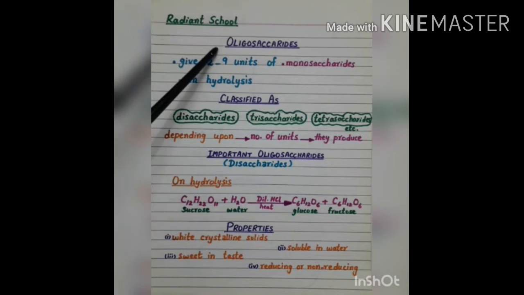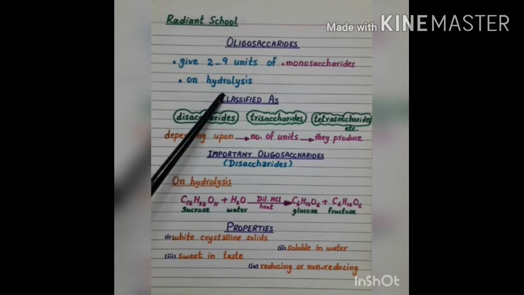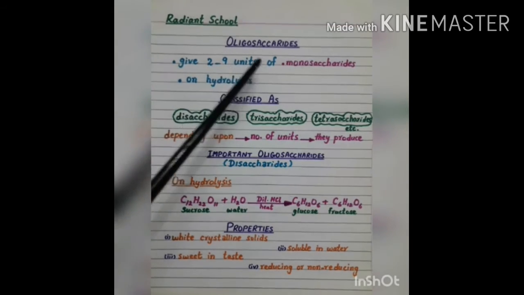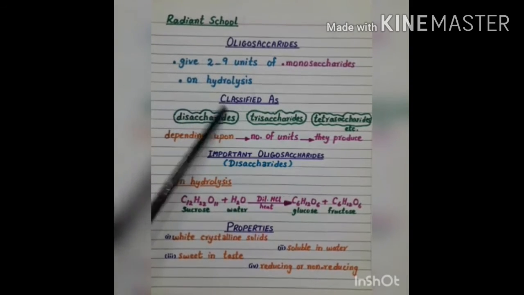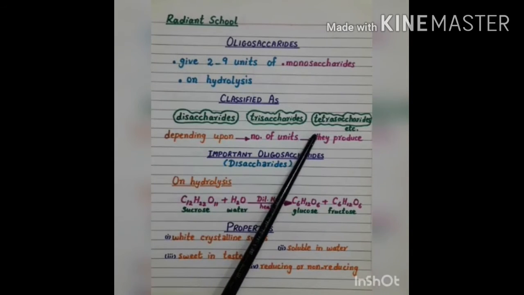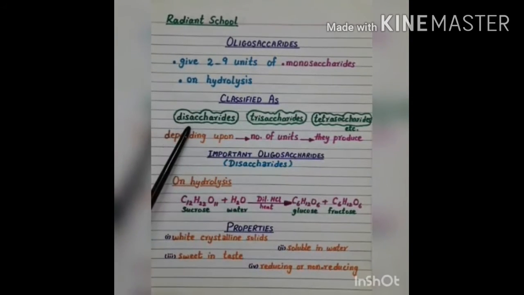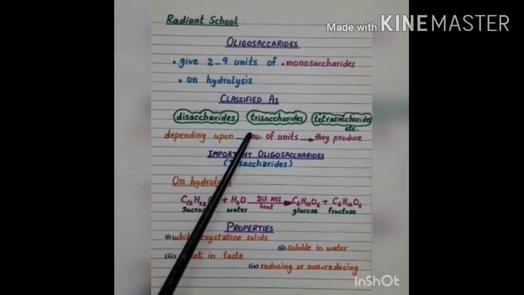Next are oligosaccharides. Oligosaccharides give 2 to 9 units of monosaccharides on hydrolysis, meaning oligosaccharides can react with water and produce 2 to 9 units of monosaccharides, and on this basis they are classified as disaccharides, trisaccharides, tetrasaccharides, and so on, depending upon the number of units they produce. For example, if on hydrolysis they produce 2 units of monosaccharides, they are called disaccharides. 3 units of monosaccharides are called trisaccharides, and so on.